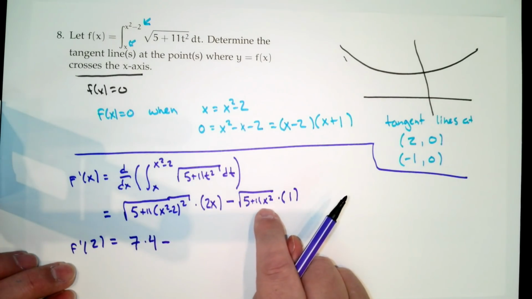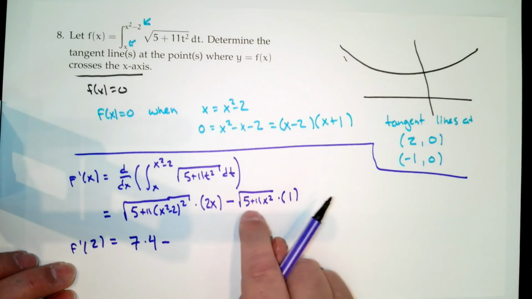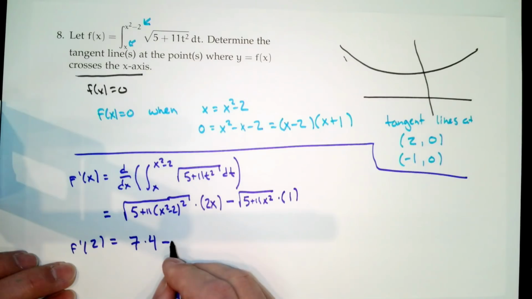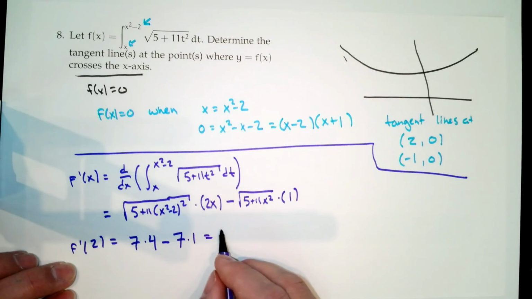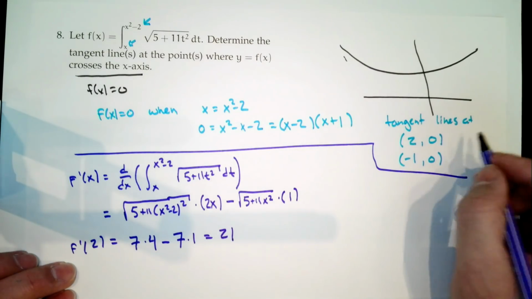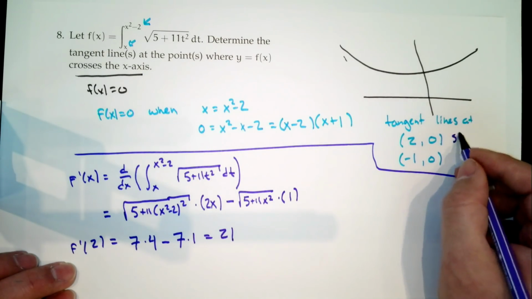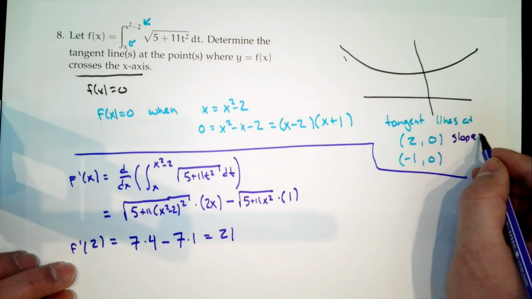Here we get 2 squared again, which is 4. It's not very surprising. 11 times 4 is 44, plus 5 more makes 49. Square root of 49 is still 7. So subtract 7 times 1. That becomes 28 minus 7, which is 21. So for (2, 0), the slope is 21.